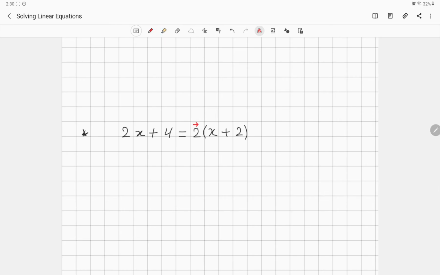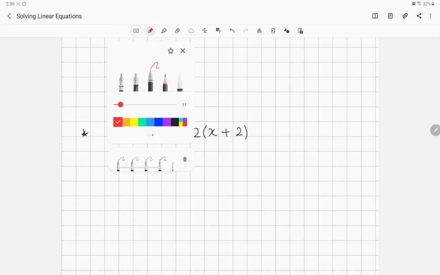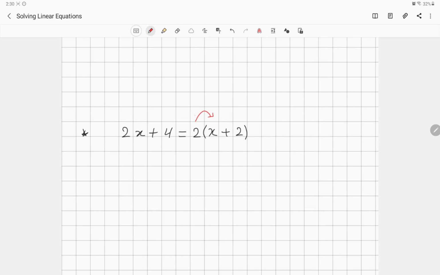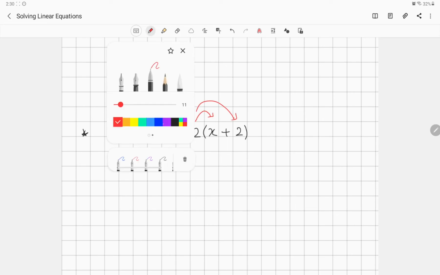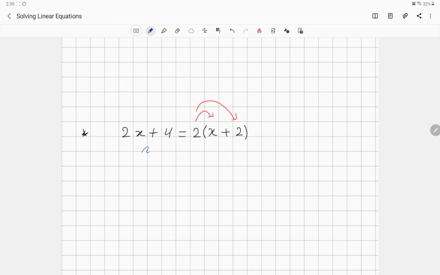Or you may have this kind of equation. Of course, you need to simplify it first by using the distributive property. So what will we get? We will have 2x plus 4 equals 2x plus 4.